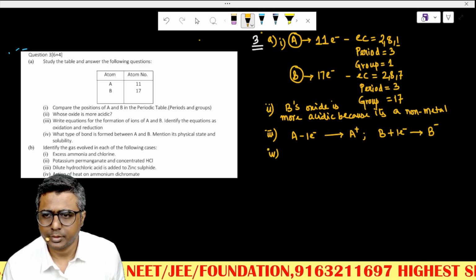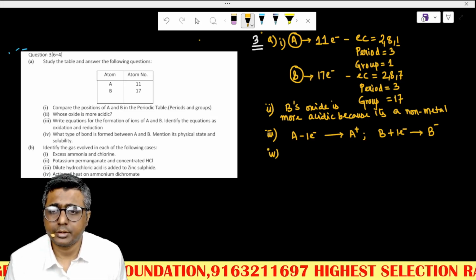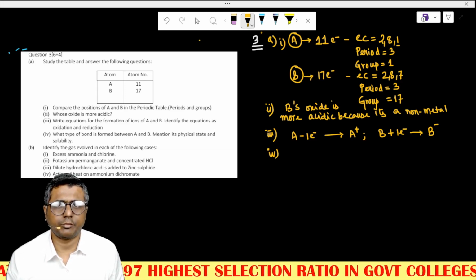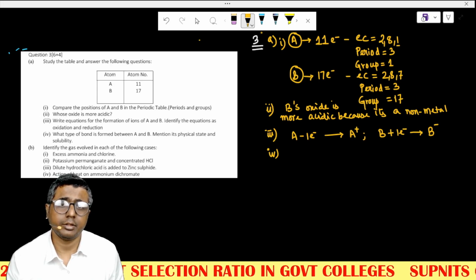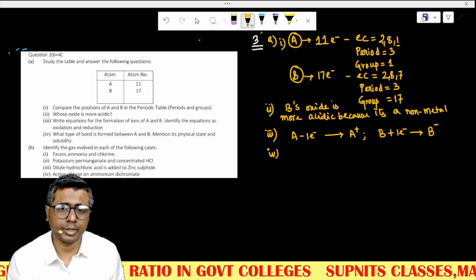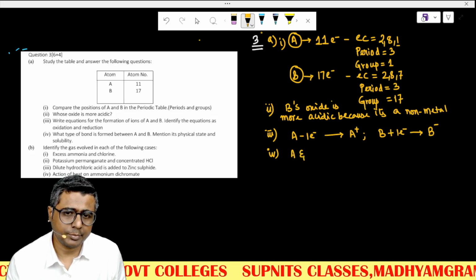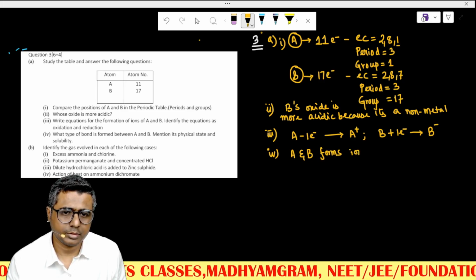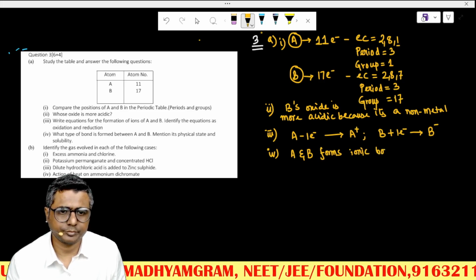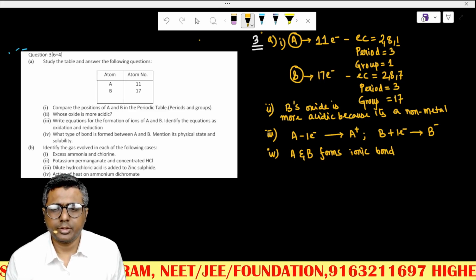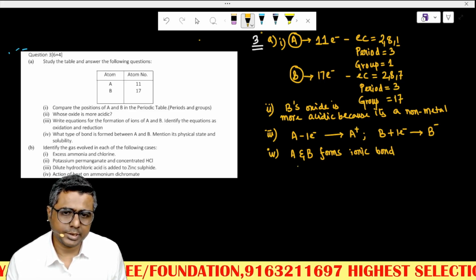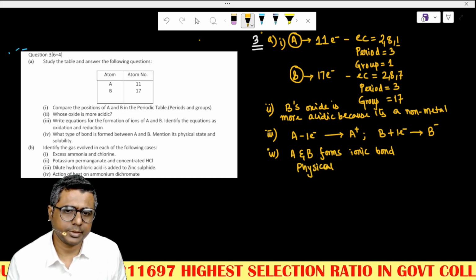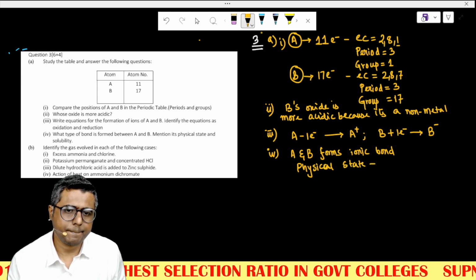Number 4. What type of bond will be there between A and B? So see, if A and B form a bond, first of all we have to identify what is A. A is metal, B is non-metal. So with metal and non-metal, A and B form an ionic bond. Correct? So if it's an ionic compound, generally they are solid, so we'll write physical state is solid.